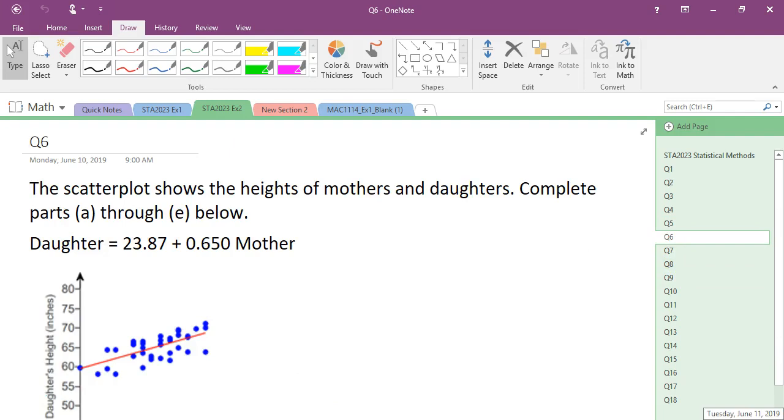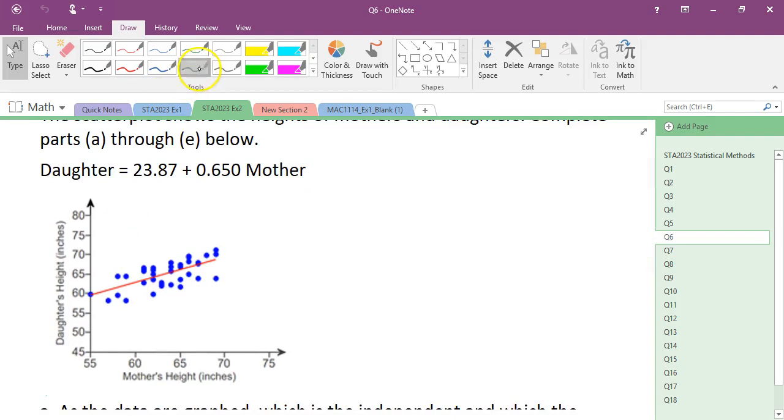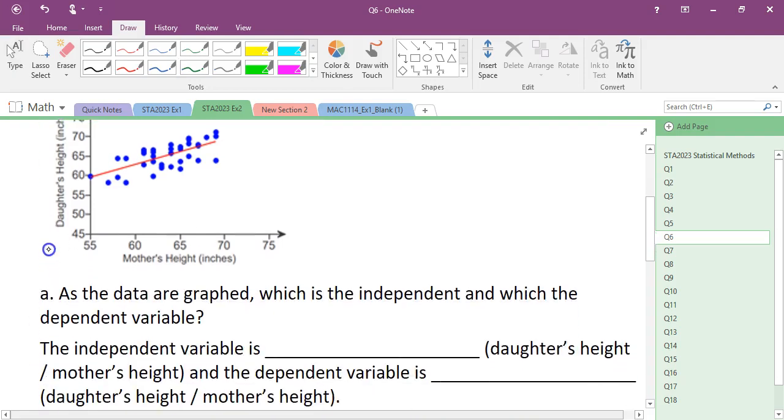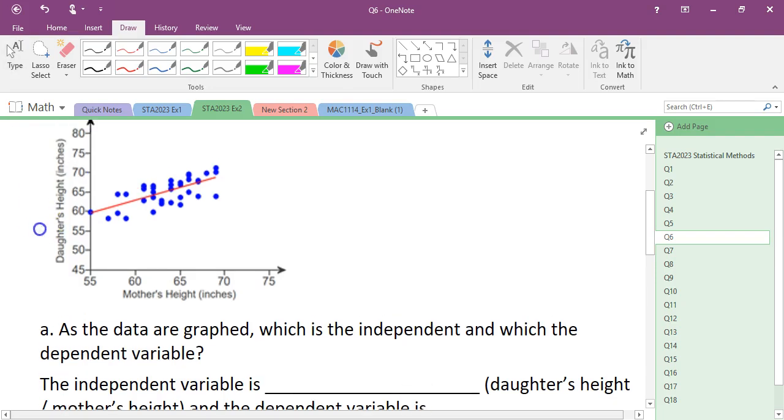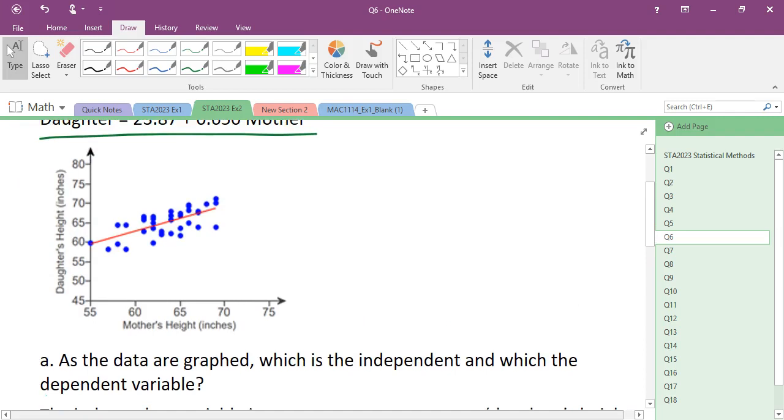All right, number 6. So it says below, the scatter plot shows the heights of mothers and daughters, complete parts A through E. So they give us the equation right here, so that's important to us. And then it says, as the data are graphed, which is the independent and which is the dependent? So up here, who is the independent variable, the mother or the daughter?